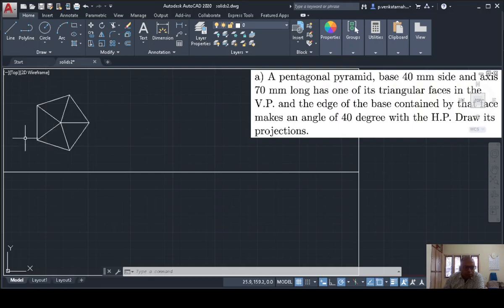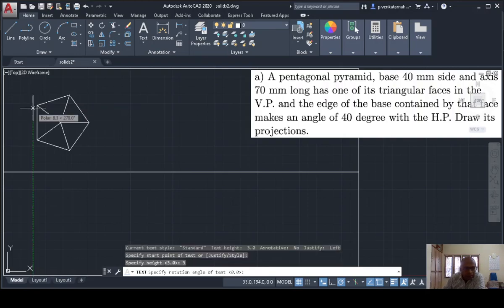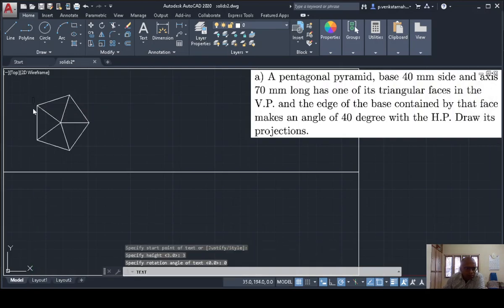Now what is the next step? I have to draw text here. I'm using a single line text, and the height is 3, angle is 0. So this is A dash, this is B dash, this is C dash, D dash, E dash.